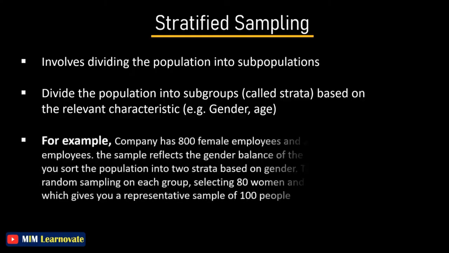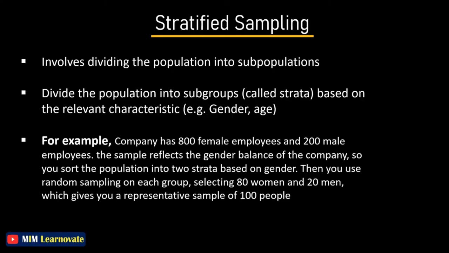For example, the company has 800 female employees and 200 male employees. You want to ensure that the sample reflects the gender balance of the company. So you sort the population into two strata based on gender. Then you use random sampling on age group, selecting 80 women and 20 men, which gives you a representative sample of 100 people.